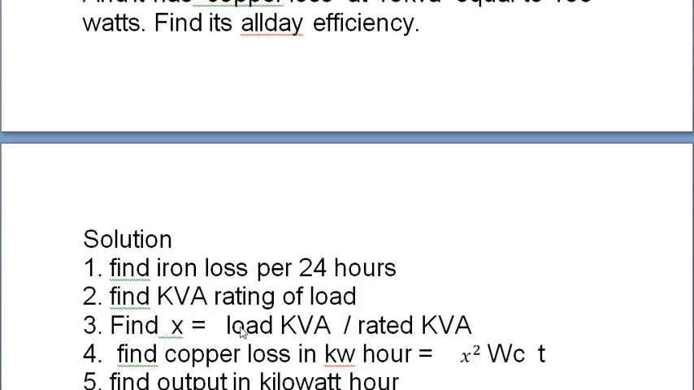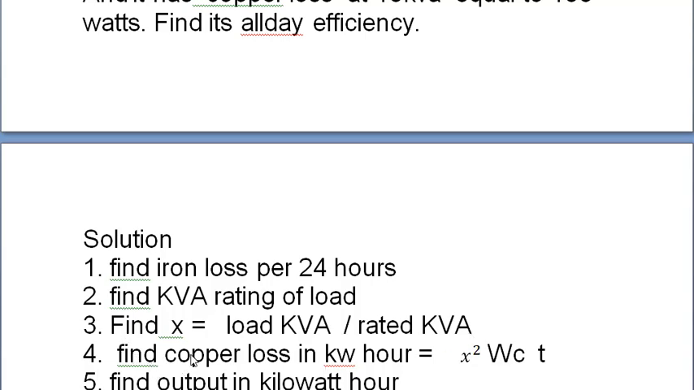X means utilization of the kVA rating of the transformer. So that can be calculated like this: find X is equal to load kVA divided by rated kVA. Rated kVA means it is the transformer rating. So it is given here as 15 kVA.